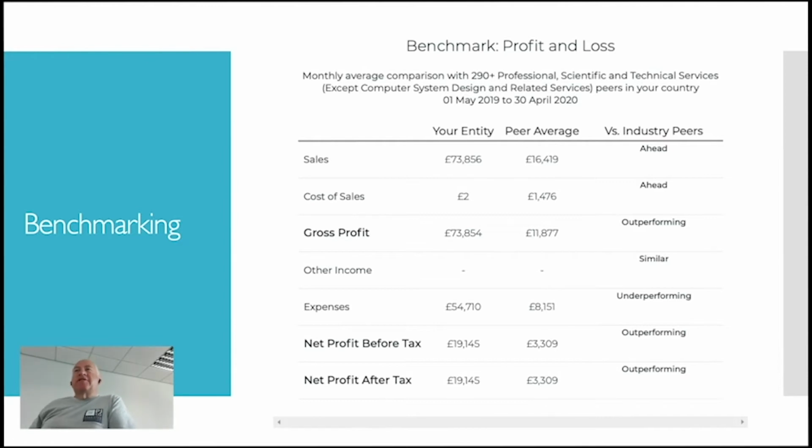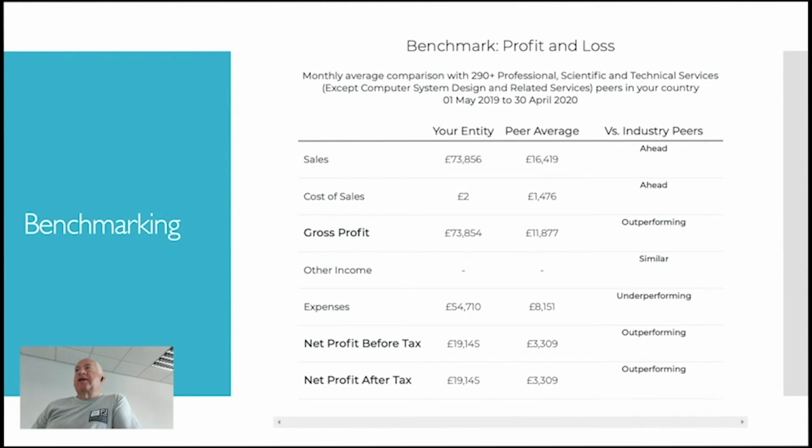And so within benchmarking, you can look at your entity against the peer averages, and you can also get an analysis as to whether you're ahead or behind your industry peers. What's the purpose of this? It gives you an idea as to where you are in the industry.